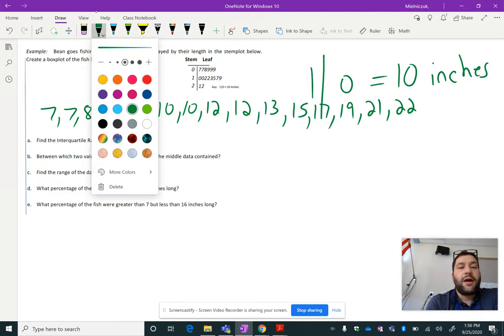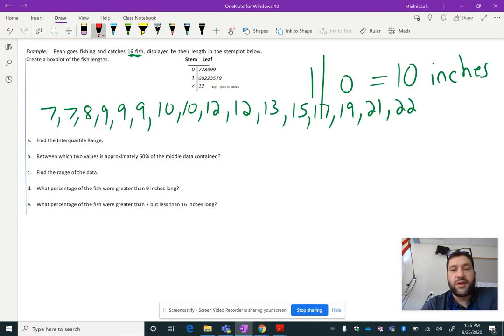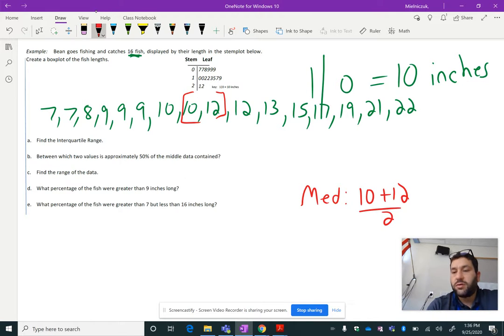Now it says find the interquartile range. Well, if there's 16 of them, then the middle is going to be in between the 8th and 9th one. So let's see, 1, 2, 3, 4, 5, 6, 7, 8, and then 9. So our middle is going to be in between those two values. So to find our median, it's 10 plus 12 over 2, which equals 22 over 2, which equals 11.